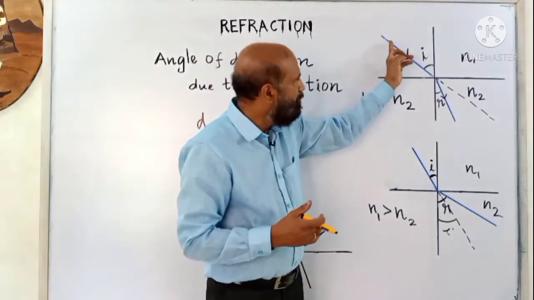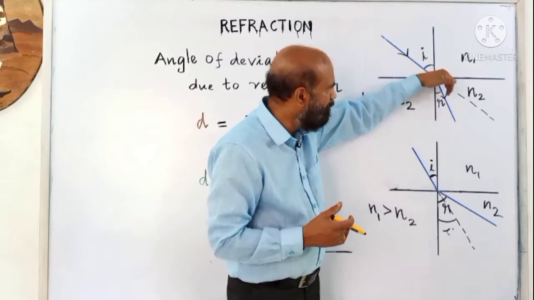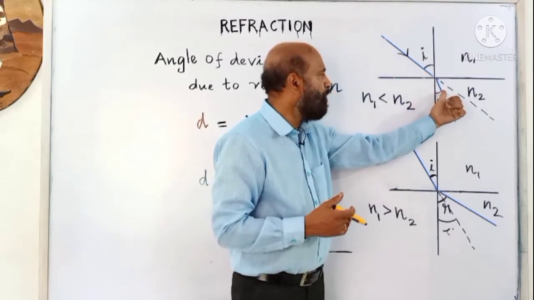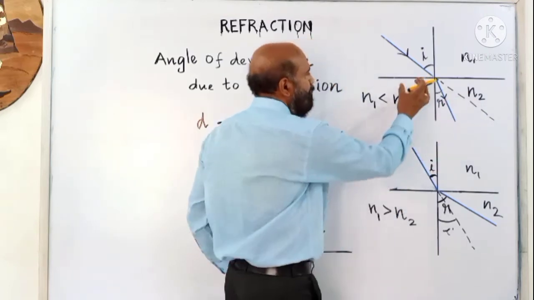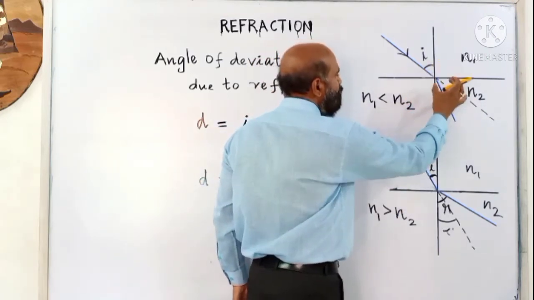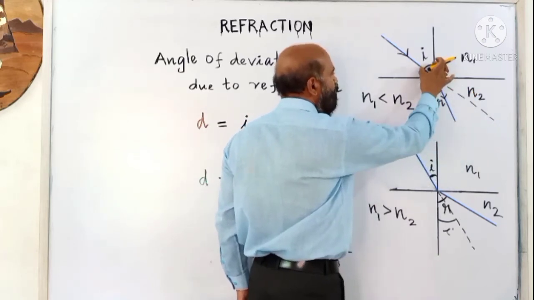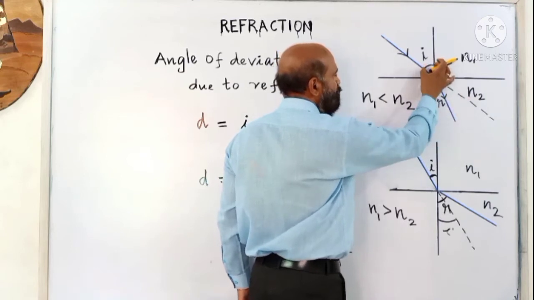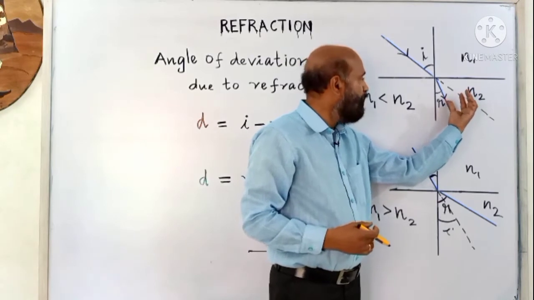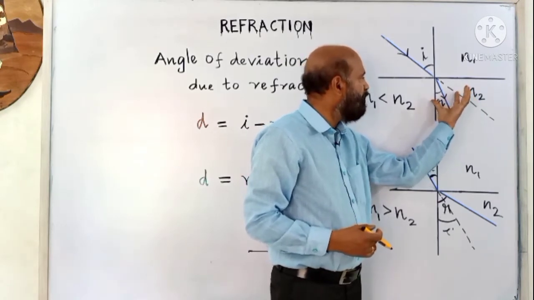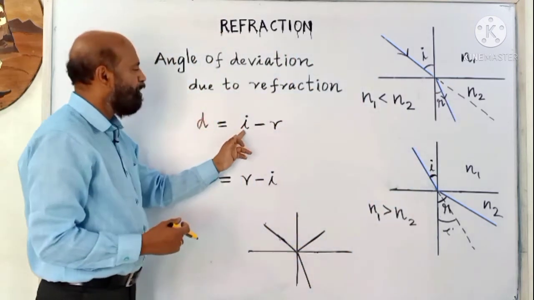Then because of refraction, there will be a deviation. So this is the incident ray. Instead of going in this direction, it has gone in this direction after refraction. So this is the angle of deviation. This is also the angle of incidence because of vertically opposite angles. Our aim is to get the angle of deviation. So from this I, we have to subtract this R. So deviation is I minus R.